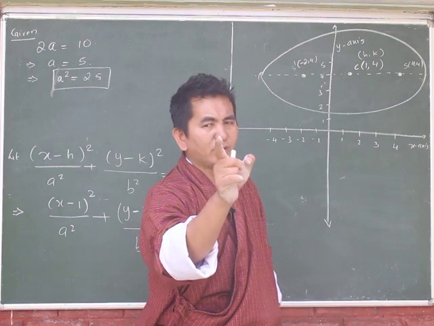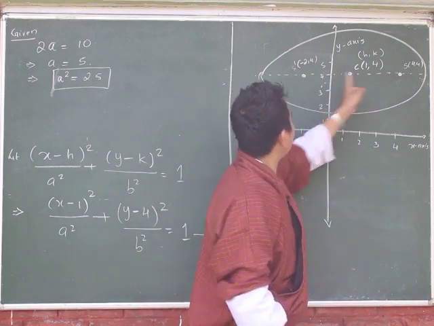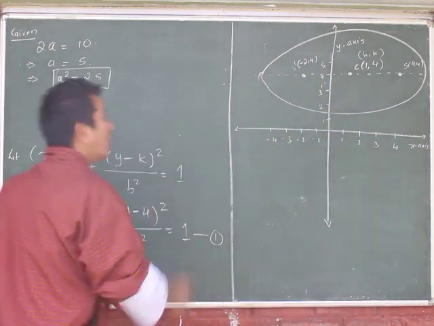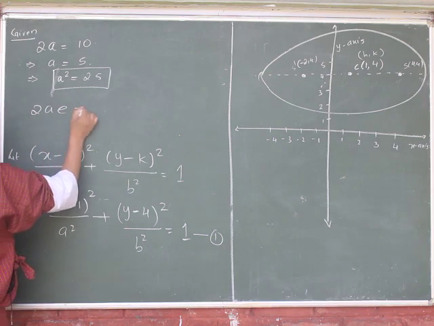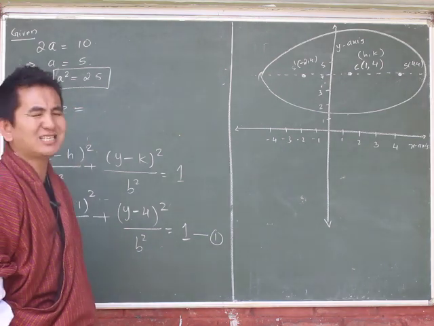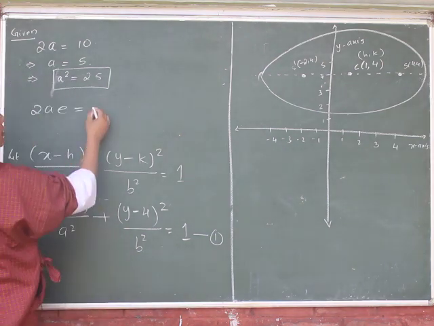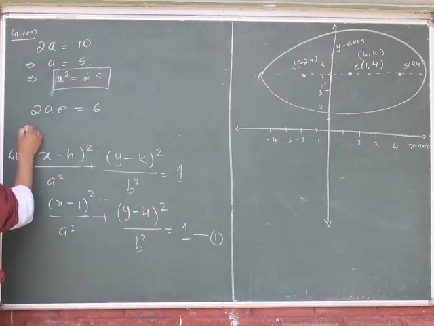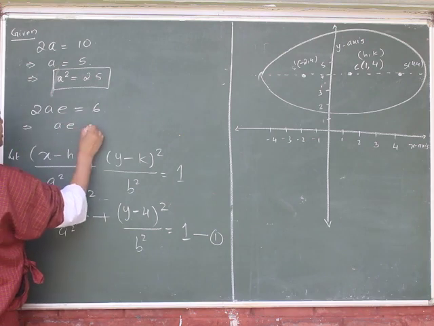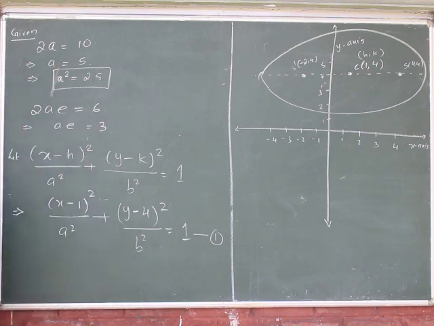We get one piece of information, that is the distance between the two foci. From the graph, the distance between the two foci is given by 2ae. 2ae is equivalent to 6 units, which implies ae is equivalent to 3 units.